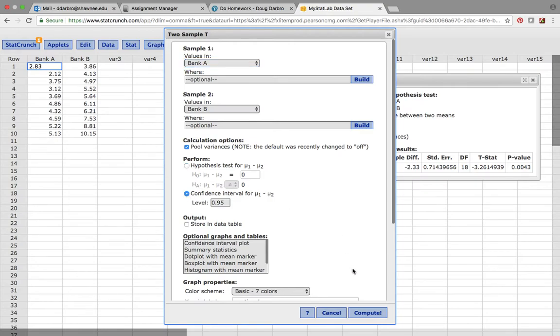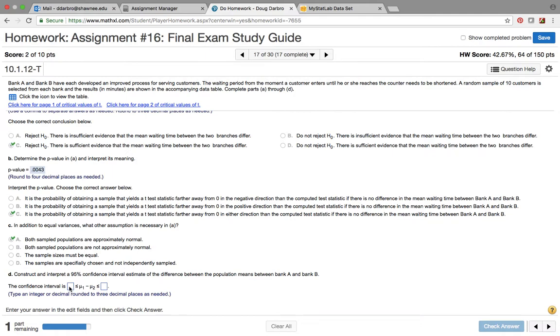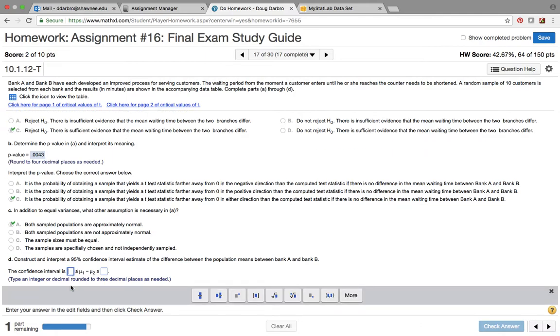Using a 95% confidence interval, we get negative 3.831 and negative 0.829. Now, more than likely I want us to go to 4 places. No, it's just 3 places. So negative 3.831 and negative 0.829.